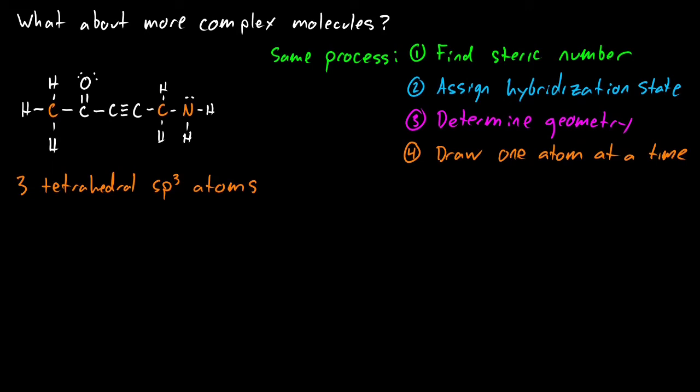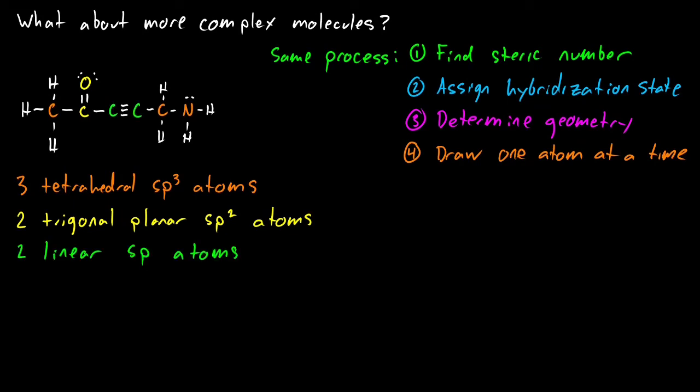First, we have three tetrahedral sp3 hybridized atoms with 4 electron domains. We have two trigonal planar sp2 hybridized atoms, each with 3 electron domains, and we have two linear sp atoms, each with 2 electron domains. Here I will color code these so that we can keep track of which atom is which. Now that we've done that, we have all the information we need to build a 3-dimensional model of this molecule.